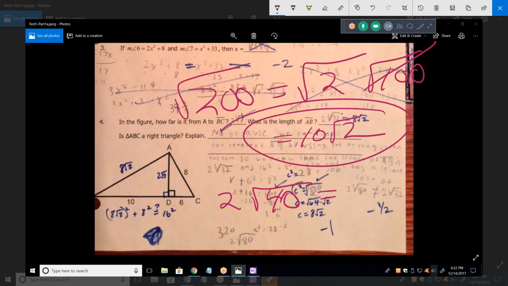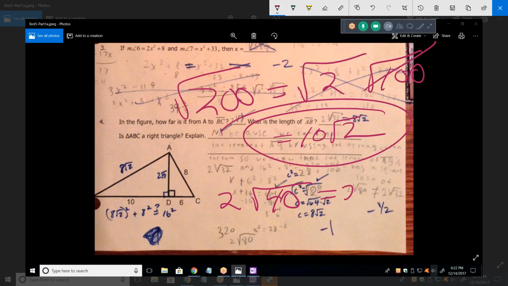Wait, so do you want me to turn it into like what? I want you to simplify it. Simplifying it means always reducing. Pull any whole number you can pull out of square root of 40. And in order to pull a whole number out of square root of 40, you've got to find a factor of 40 that's a perfect square number.